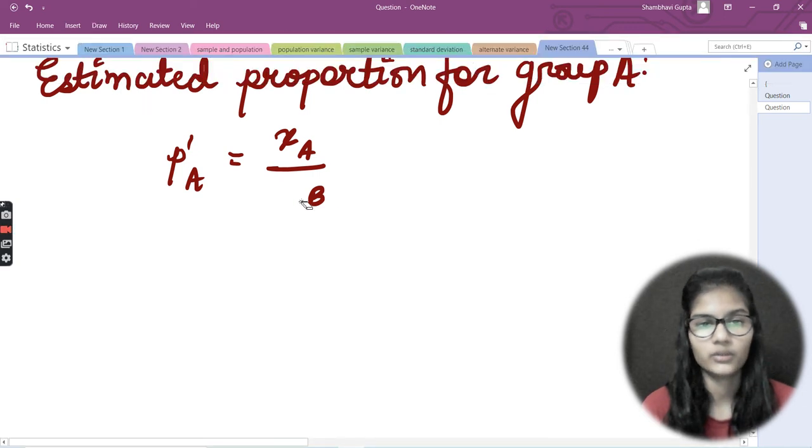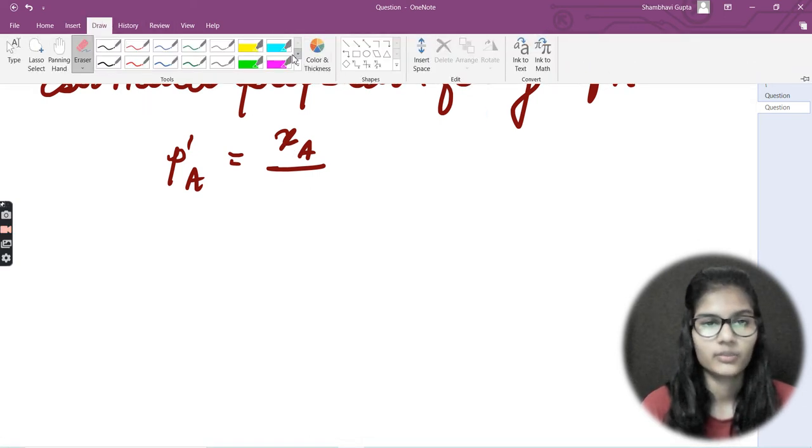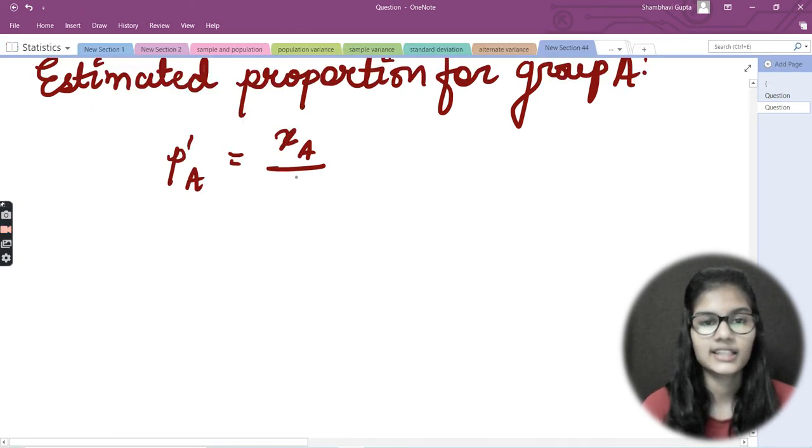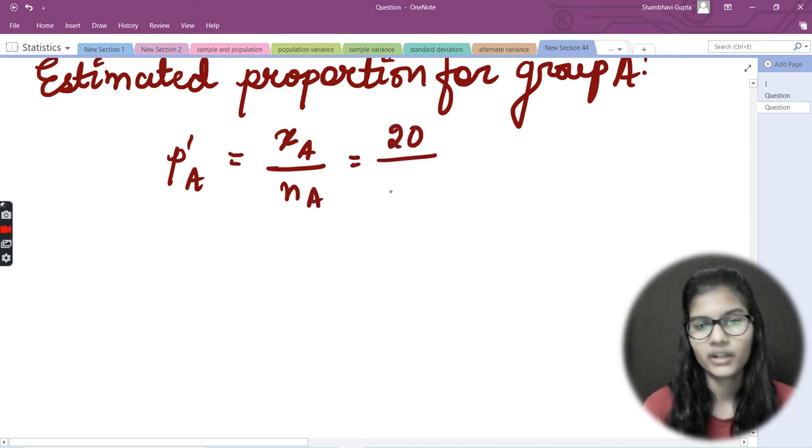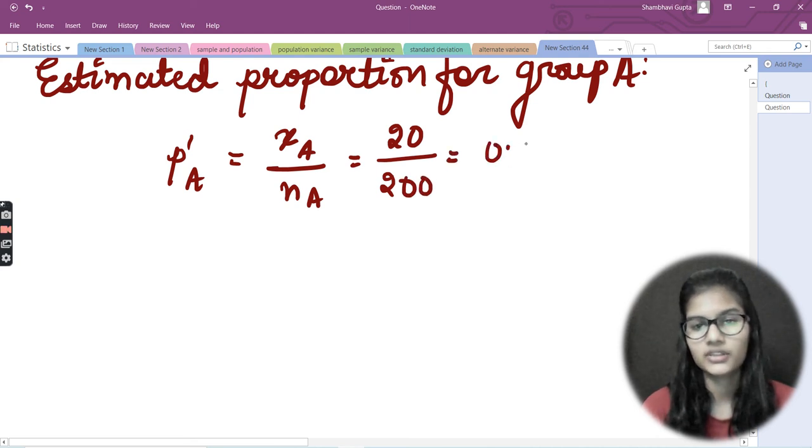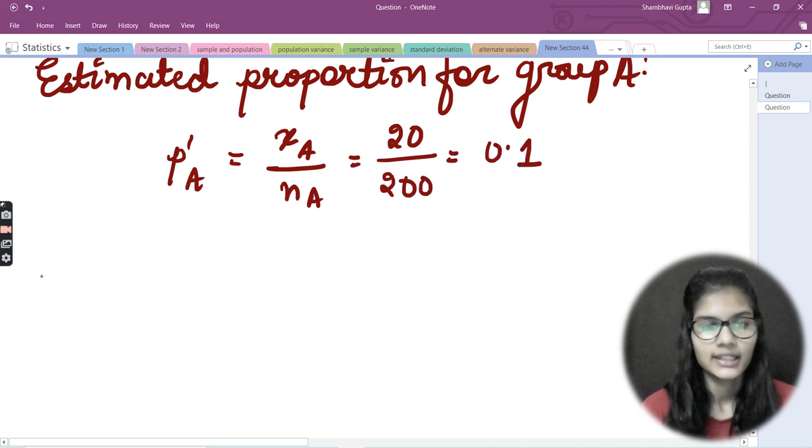Just let me remove this out, and let me take out the pen from here. So that is XA upon NA. The XA value was 20, which we had found above. NA was 200, which we had also discovered, and this is actually 0.1, right?